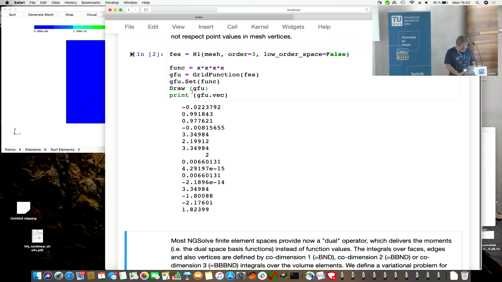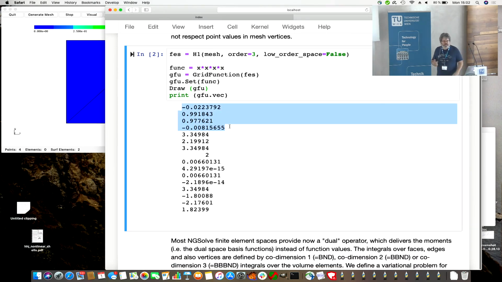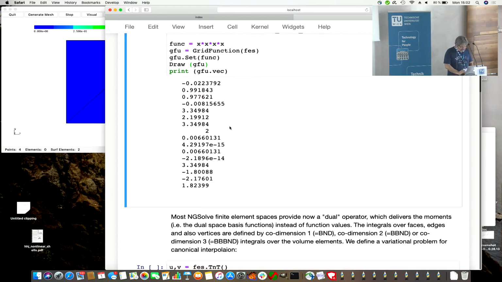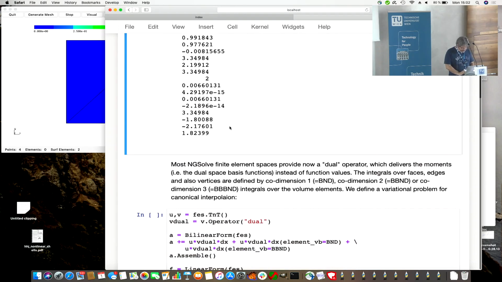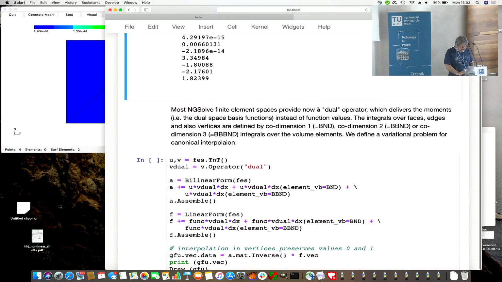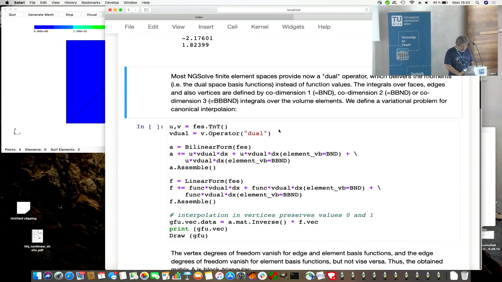But if you look at the coefficient vector, the first four values are the vertex values, which should be 0 or 1 on the left and right boundary, but they are only approximately 0 and 1, so they're not exactly preserved. This is where people started complaining about why we don't have the boundary values exact. With the dual operators and this canonical interpolation, you can do it.